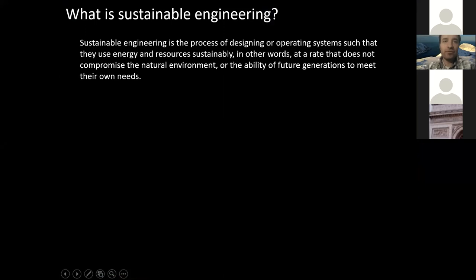So of course, if you look it up in a dictionary, sustainability, then you will find a definition that sounds like this. Sustainable engineering is the process of designing or operating systems such that they use energy and resources sustainably. In other words, at a rate that does not compromise the natural environment or the ability for future generations to meet their own needs. So I think what you answered pretty much covers the definition that you would get if you would look it up in a dictionary or in a textbook.